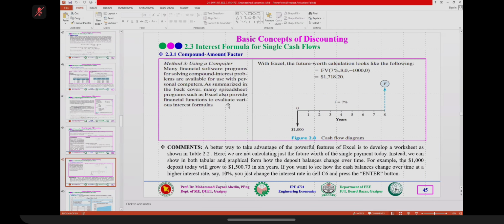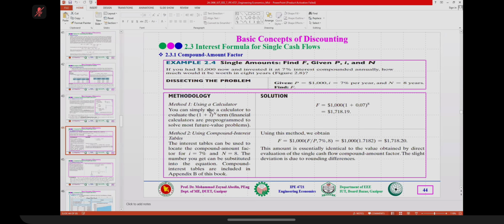Now, another option: use a computer. You can also use a computer to find the future value. Financial software programs for solving compound interest problems are available for use with personal computers. As summarized in the back cover, many spreadsheet programs such as Excel also provide financial functions to evaluate various interest formulas. Similar things will come here. So you don't need to know this one, because in the exam, in this two-value method, you can use the table.